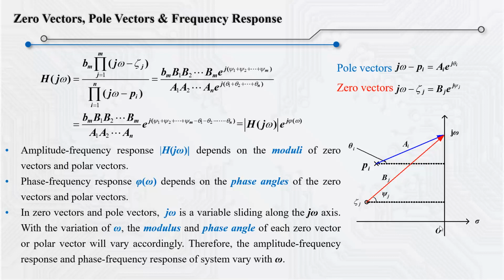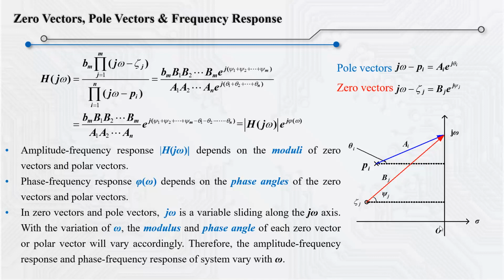In order to analyze the relation between the zeros and poles of the system function and the amplitude frequency and phase frequency response, we can introduce a so-called zero vector and pole vector. Take an arbitrary point j omega on the imaginary axis of the plane S. We call the vector which is from the pole p_i to it the pole vector of p_i, where A_i is the modulus of the pole vector and theta_i is the phase angle of the pole vector. Therefore, we can express the pole vector in the form of modulus and phase angle.